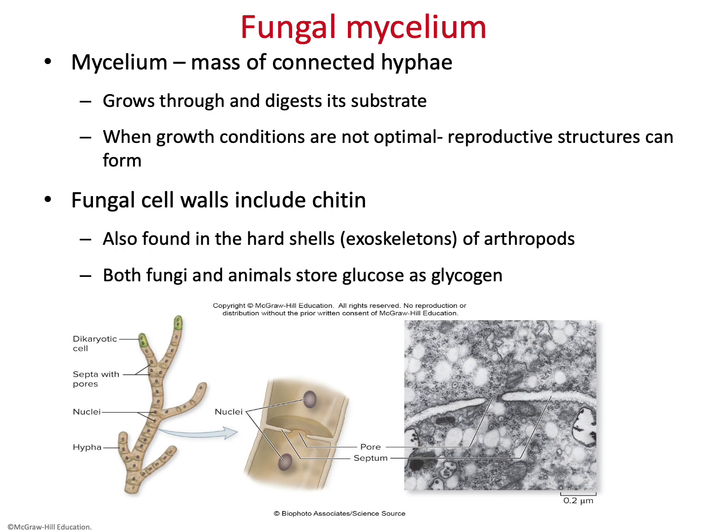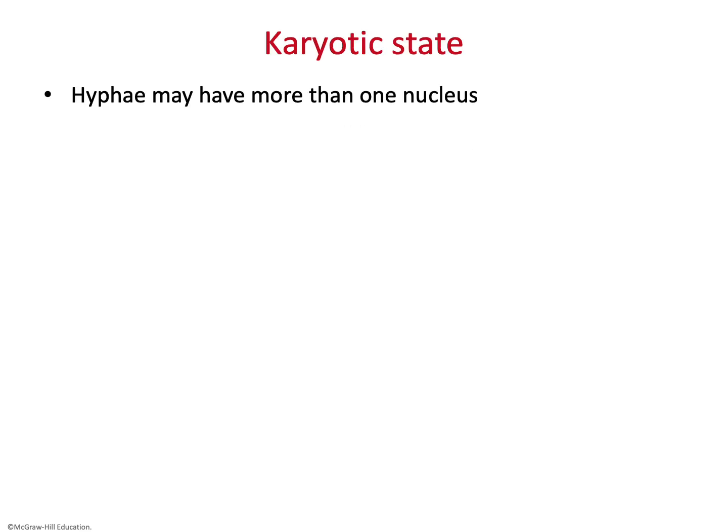So let's look into fungal cell walls. Cell walls of fungi contain chitin, unlike cell walls of plants which contain cellulose. Chitin is very similar to cellulose, and chitin is also found in the exoskeletons of mollusks, insects, and crustaceans. This shared feature is part of the evidence that fungi are more closely related to animals, and another piece of evidence is that both fungi and animals store excess glucose in the form of glycogen. So that is another shared characteristic.